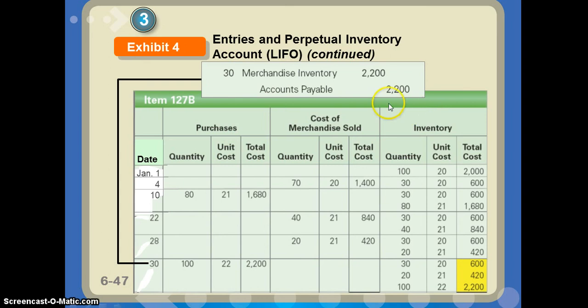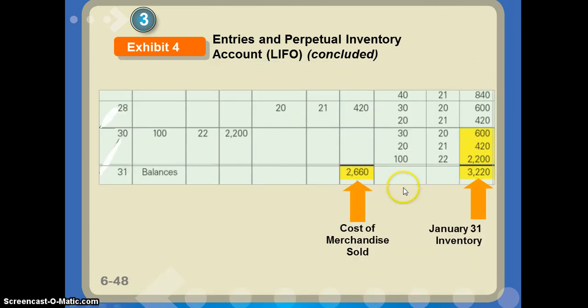Your journal entry should look like this. You've increased your merchandise inventory by $2,200. Your accounts payable is also increased by $2,200. So keeping track of all of our merchandise, the total cost of merchandise sold for each of those entries would be $2,660, and our ending balance of inventory is calculated of the items left over. We have the items at each price, 100 at $22, 20 still at the $21, and 30 are still left at the $20.